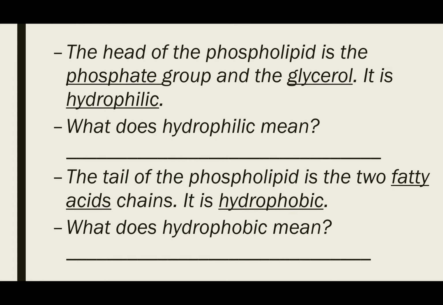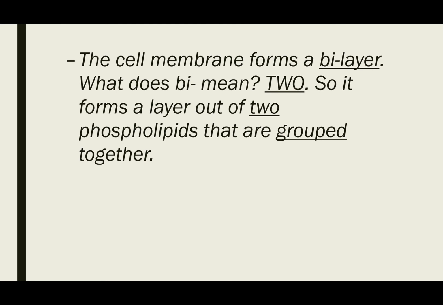I can't just set it up normally. I can't just sit them there because they're going to have trouble with that water. Remember, hydrophobic, they push the water back out. So what happens is that the cell membrane forms a bilayer. And what does bi mean? That prefix, it means two. So it's going to form a layer out of two phospholipids that are grouped together. This is going to help protect the hydrophilic and the hydrophobic parts.